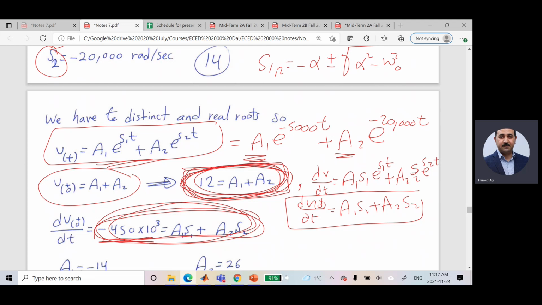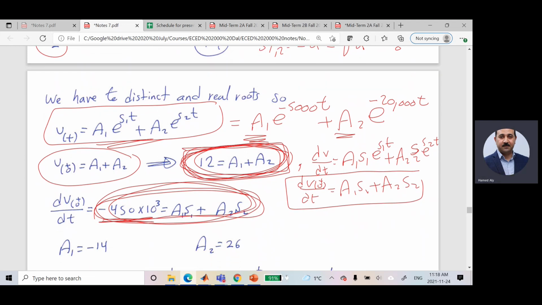I have S1 and S2, but I need A1 and A2. Both equations are functions of A1 and A2, so I will solve these two equations together to find A1 and A2. You can use whichever method you like, elimination or substitution, or even your calculator. After finding A1 and A2, what is the next step?